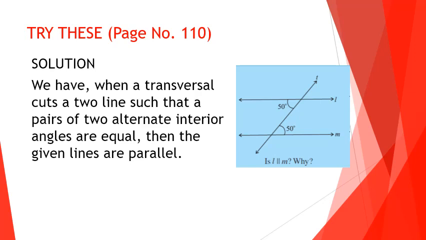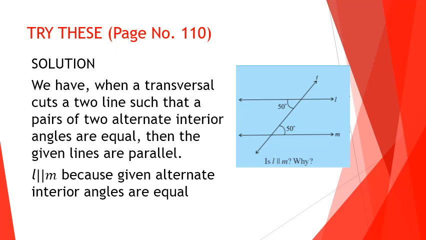Hence, our condition for checking parallel lines is: when a transversal cuts two lines such that a pair of alternate interior angles are equal, then the given lines are parallel. It is satisfied. Hence, l is parallel to m.